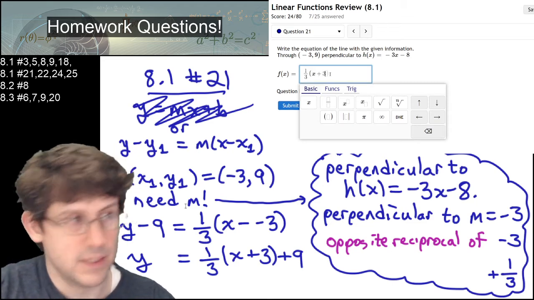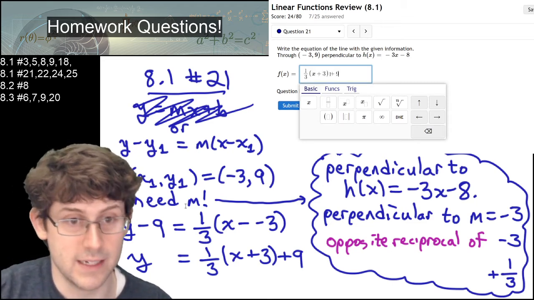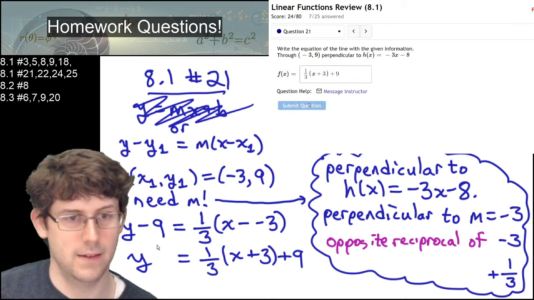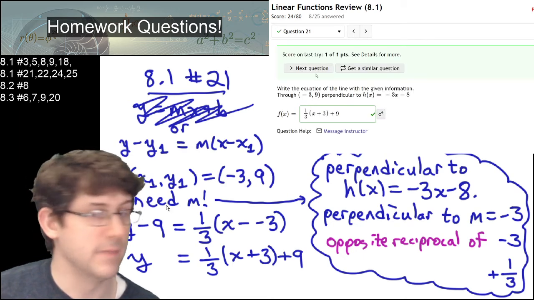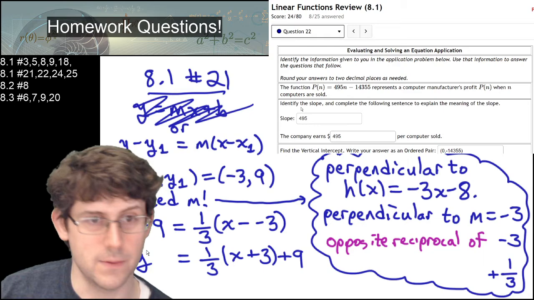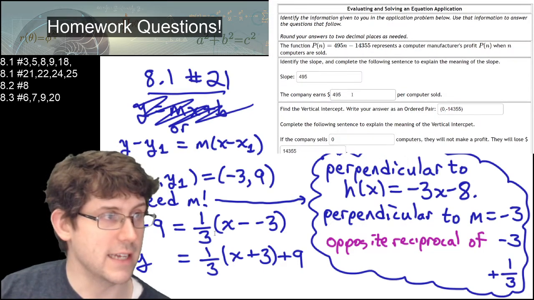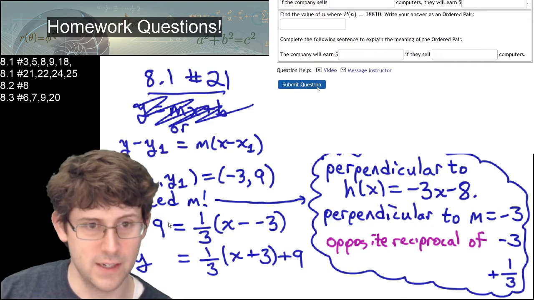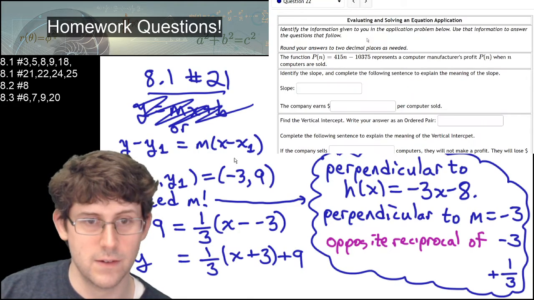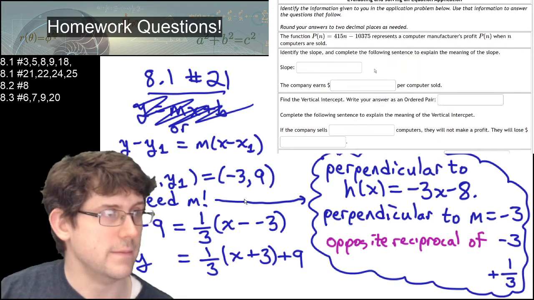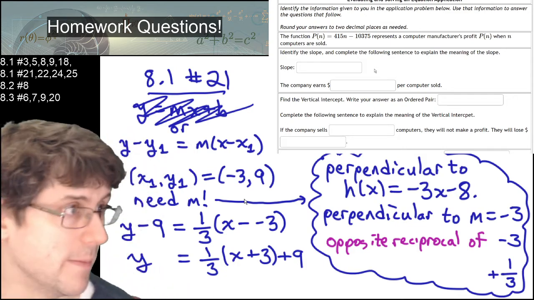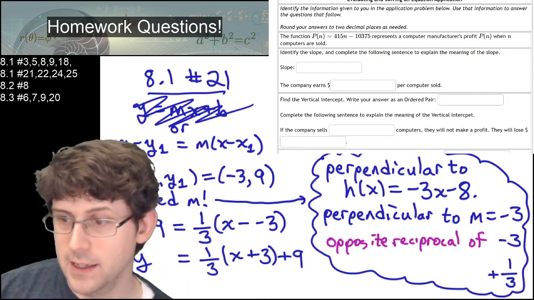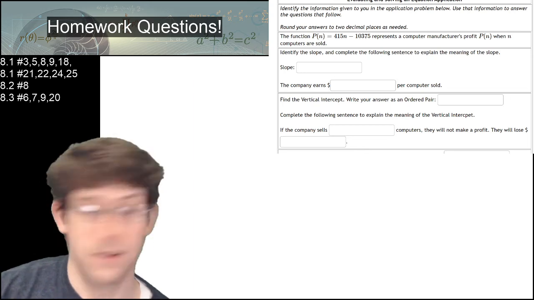1/3 x plus 3 plus 9. Cool. Okay, 8.122. 8.122 has a huge table of stuff to fill out. Let me see if I can get a new version. Okay. It says, here's an application problem. So let me get a new sheet of paper here.